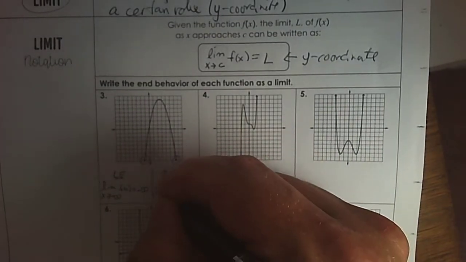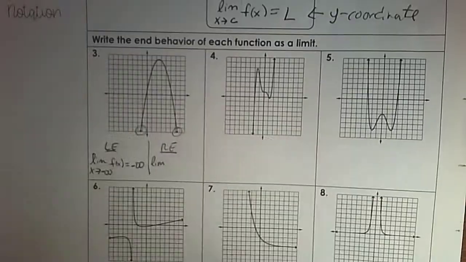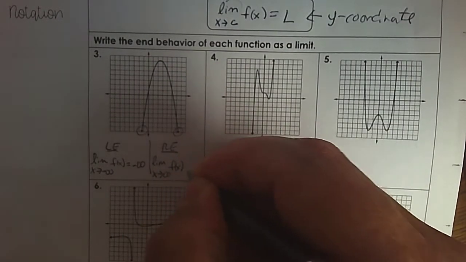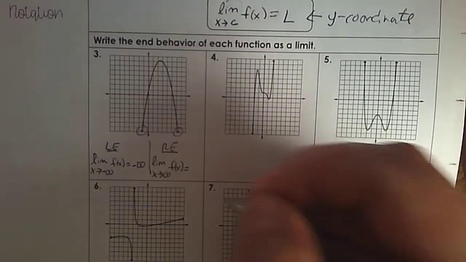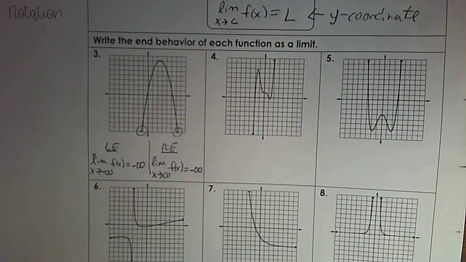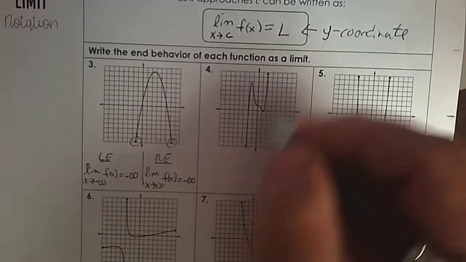For the right end, we're going to do the same thing, limit. Now, for the right end, we're going to say as x approaches infinity, again, we have a function f at x. And then where's the right end going? It is also going down, so in math, we say that's going to negative infinity. Done. So we're going to practice this notation with the end behavior, so left end and right end.